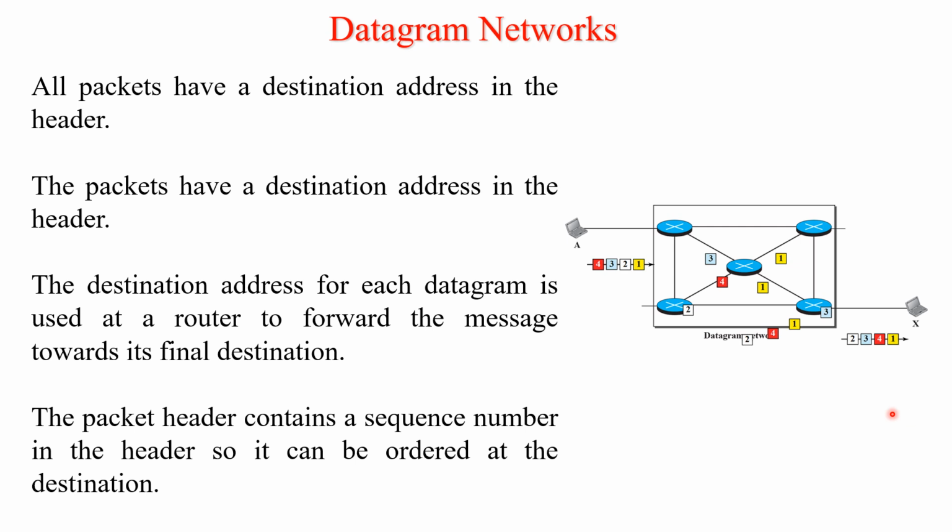Since packets in a datagram network may arrive out of order, each packet includes a sequence number in the header. This sequence number helps the receiving system reorder the packets correctly, ensuring that the data can be reconstructed in the correct order.